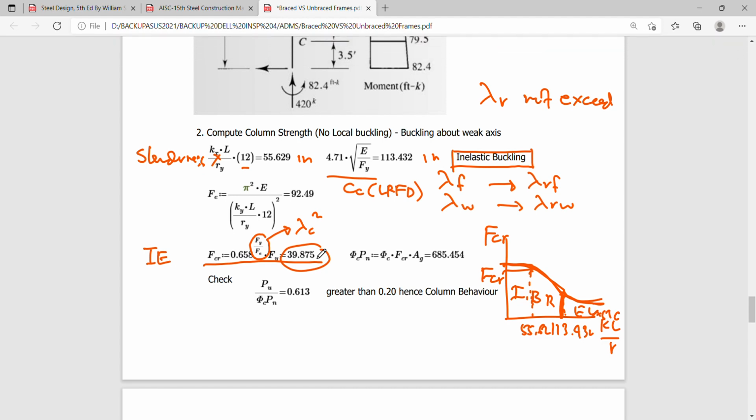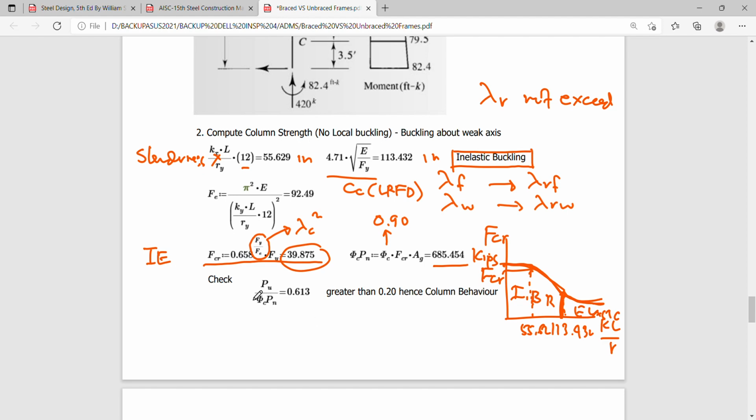In the book, normally these are just computed on the basis of column load tables. That's why you cannot see the computation, the solution. But here I made the point that these are computed directly using the formula we have derived in our column strength concept. And finally, your phi Pn now becomes Fcr times Ag times phi c, where phi c is 0.9. So we get a 685.454 kips capacity for that particular column.